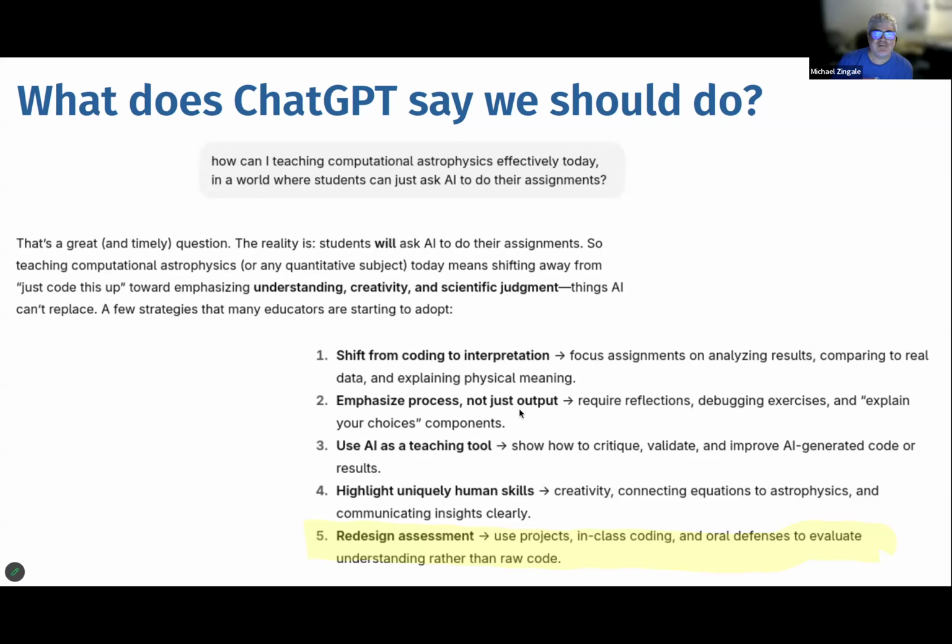Emphasize the process, not just the output. I mean, that's what we're supposed to be doing for teaching. So require reflections, debugging exercises, explain your choices. AI probably could explain the choices it made if you ask it enough. Use it as a teaching tool.